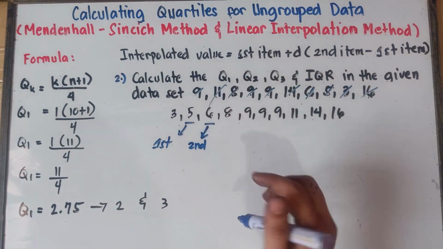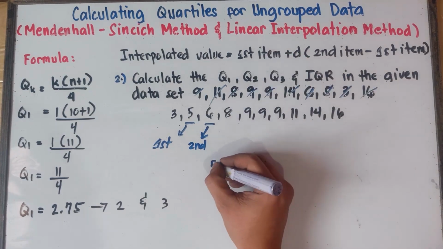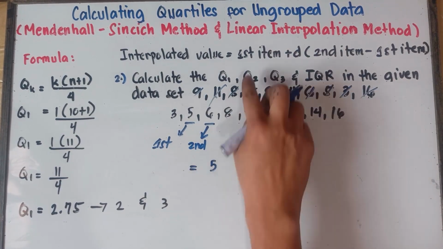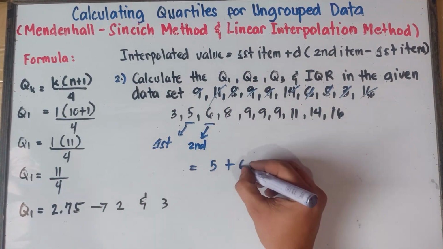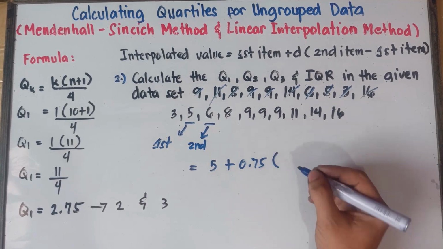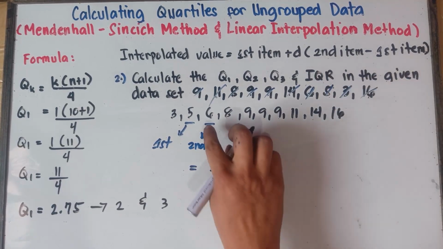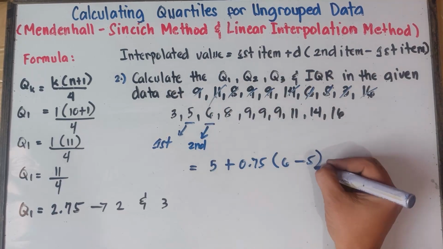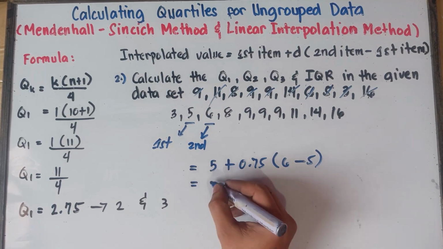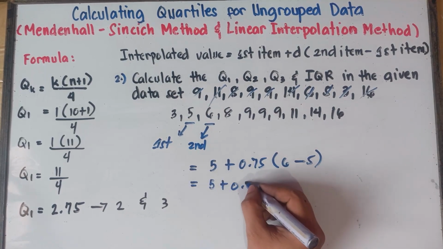So the first item, that would be 5. Once again, class, use this formula. The first item is 5, this one right here, plus the decimal, that would be 0.75. And then parenthesis, second item. So second item is 6, minus the first item is 5. Alright, so this will be equal to 5 plus 0.75.